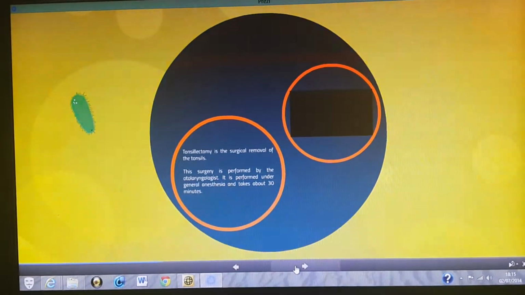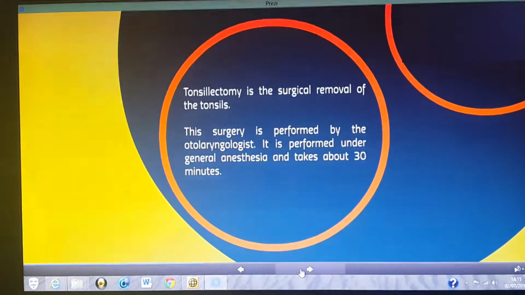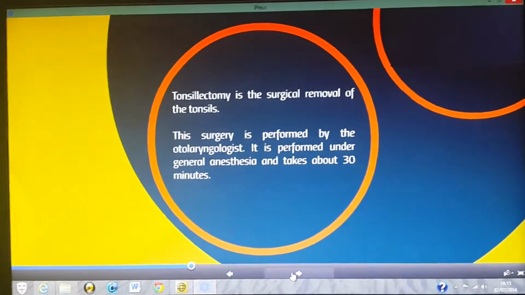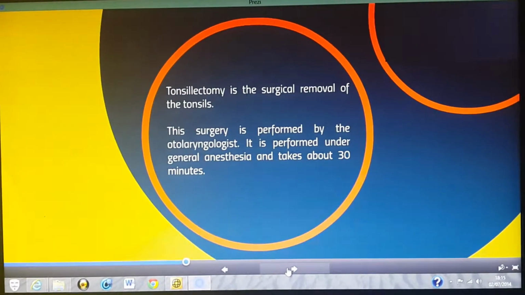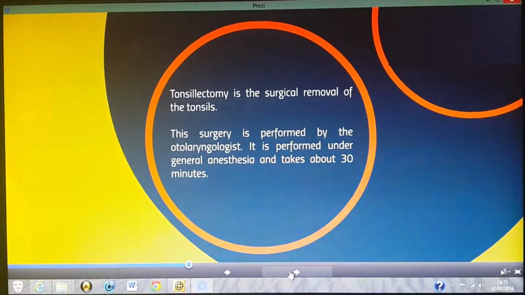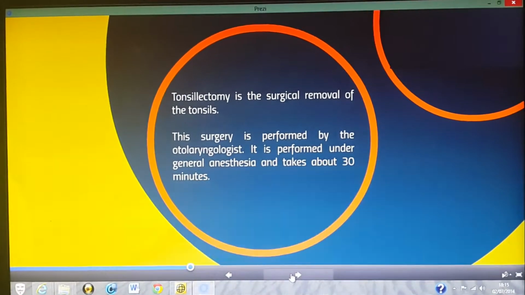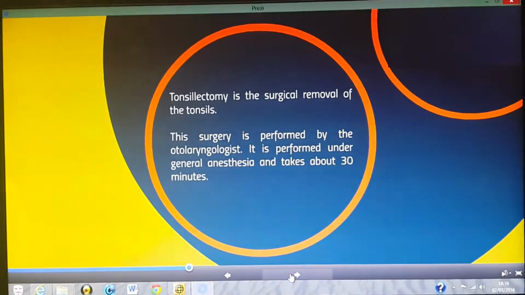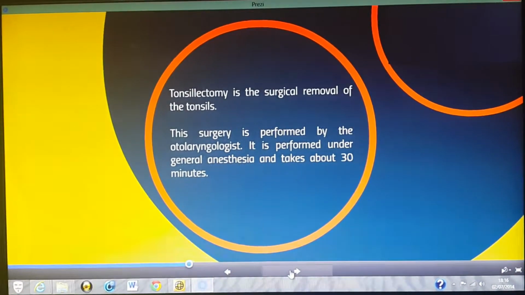Application in medicine. Tonsillectomy is the surgical removal of the tonsils. The surgery is performed by an otolaryngologist under general anesthesia and takes about 30 minutes.